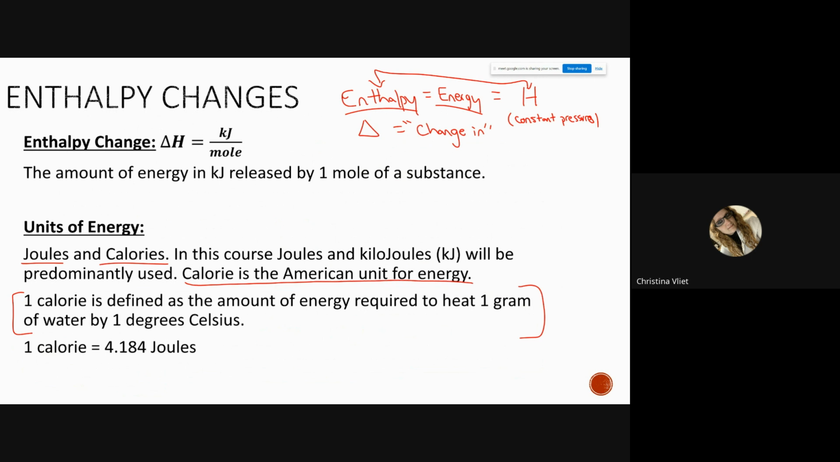The one you're going to use more of the time is joules, because that's the international unit for energy. And 1 calorie is equivalent to 4.14 joules. It's unlikely. However, the 4.18 number will be important later on.